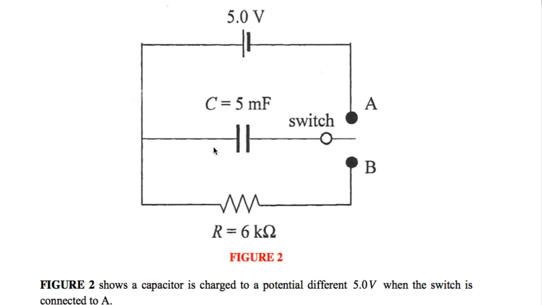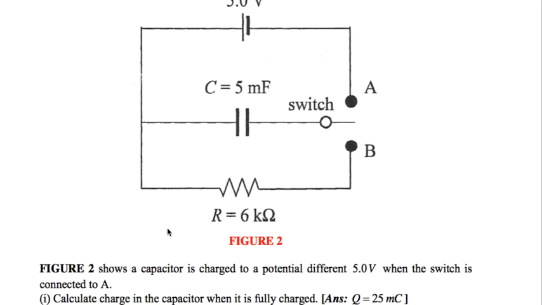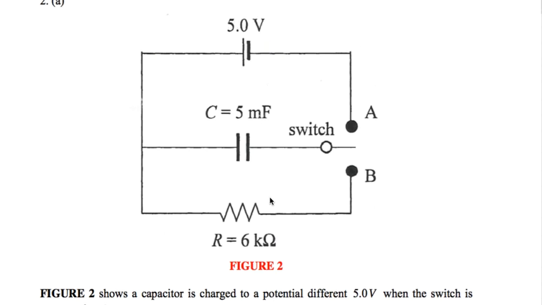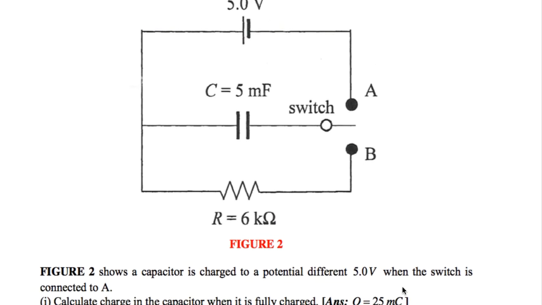Next question: Figure 2 shows a capacitor charged to a potential of 5 volt when the switch is connected to A. So you can connect to the A here. So this is a complete circuit, meaning the charging process starts.